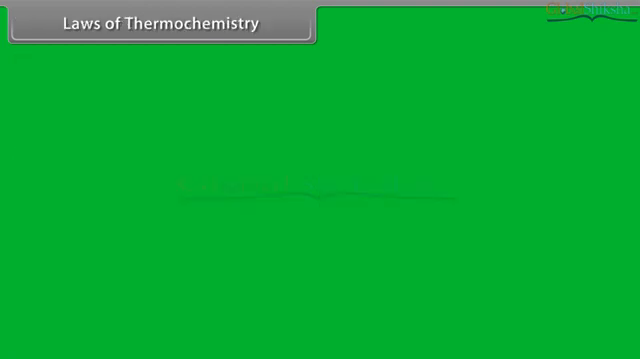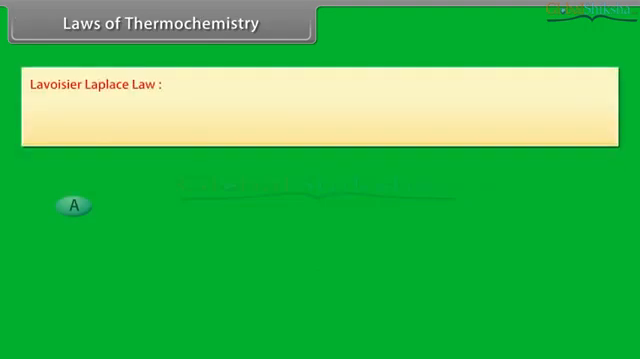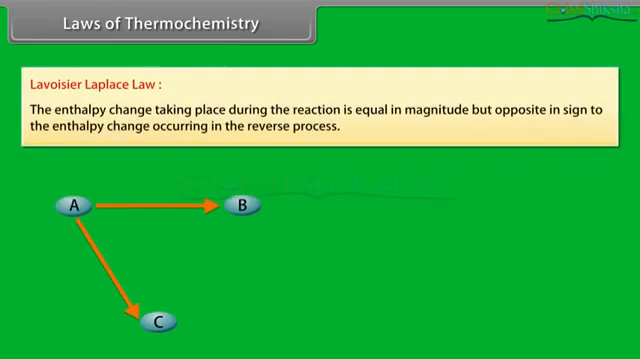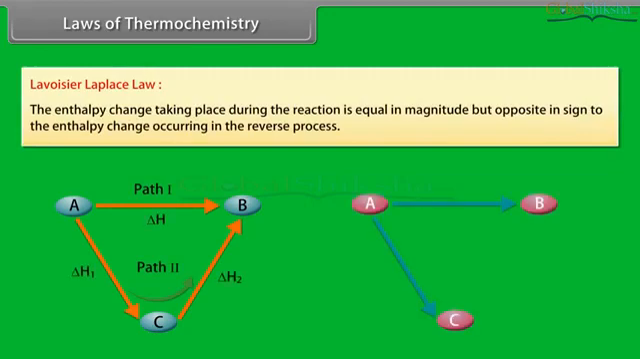Laws of thermochemistry. Lavoisier-Laplace law. The enthalpy change taking place during the reaction is equal in magnitude but opposite in sign to the enthalpy change occurring in the reverse process.